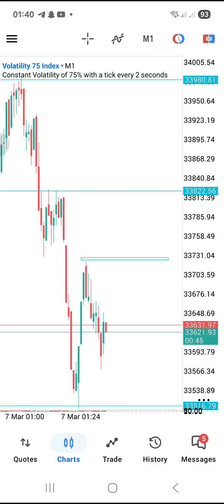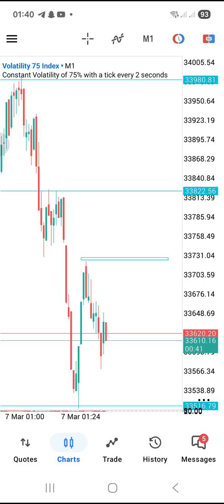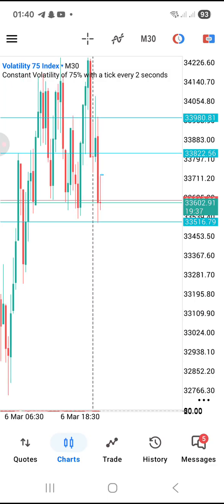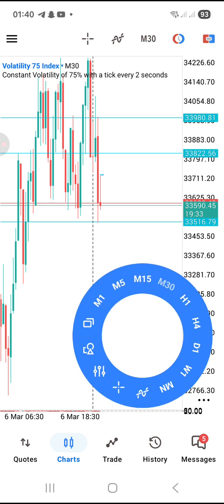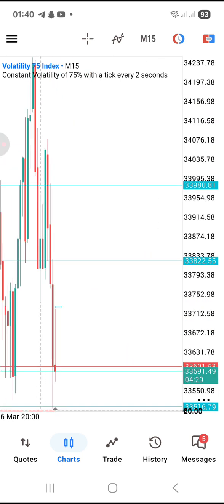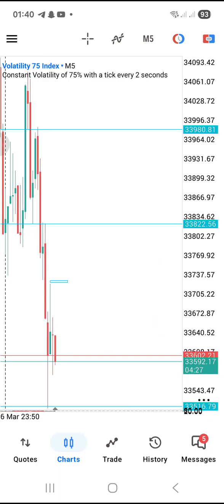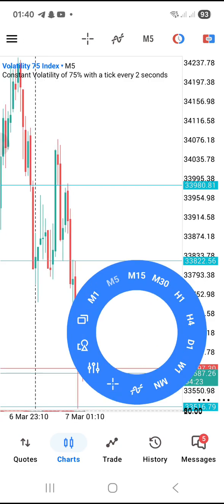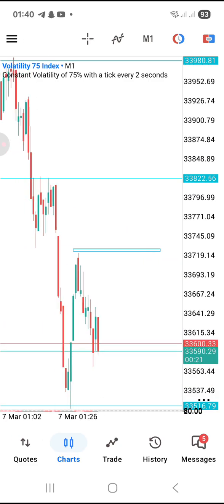This is what we should do. We wait for 5 minutes to drop because 30 minutes pressure is down. So we should be looking for trades to the downside. 1 hour is also down. 15 minutes essentially down also. So we wait for a pull up either in our 5 minutes or in our 1 minute. This is the highest point.